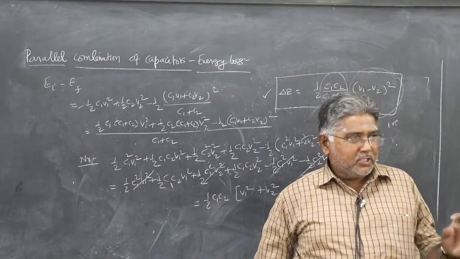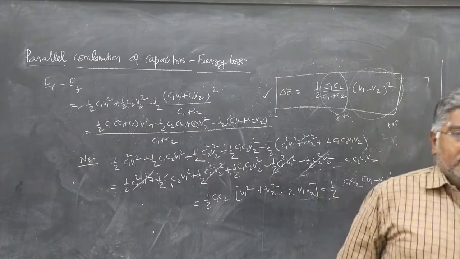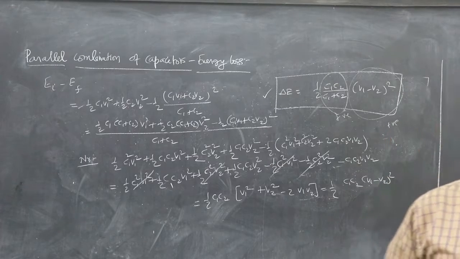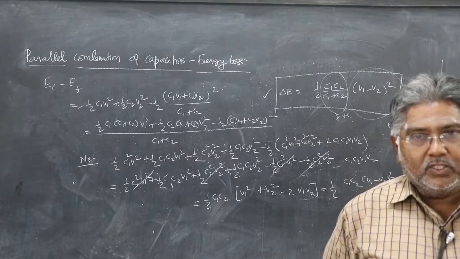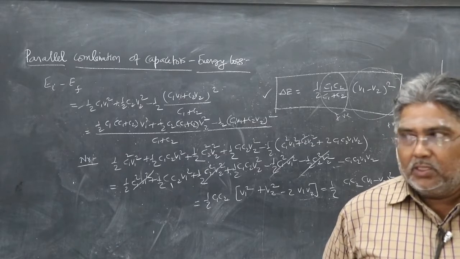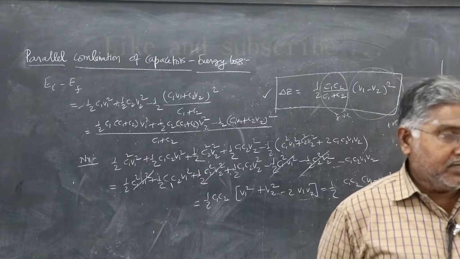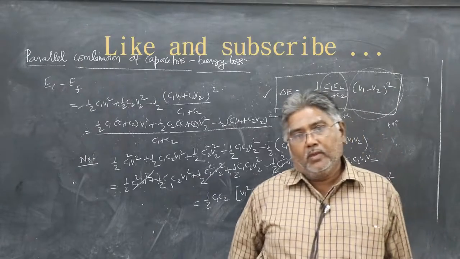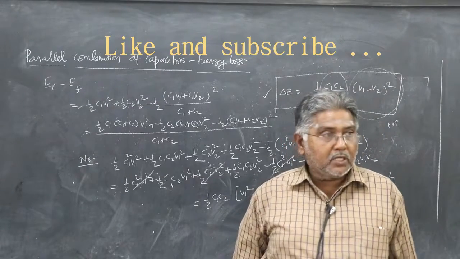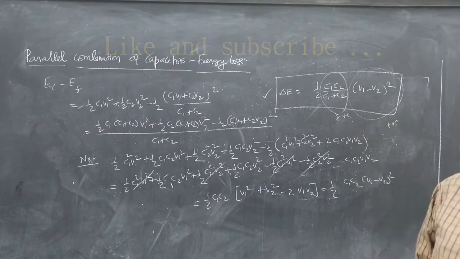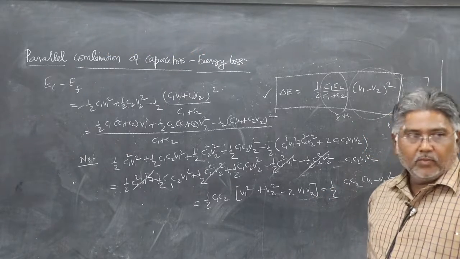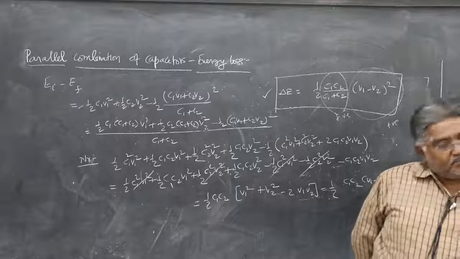That means what happens to the missing energy? That is converted into heat because of the charge sharing. Charges have to go from one capacitor to the other. Heat may be produced, there may be a spark. So in all the other forms like this, the energy may be lost. Understood it? Thank you.